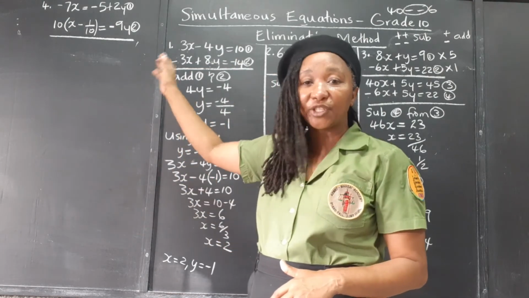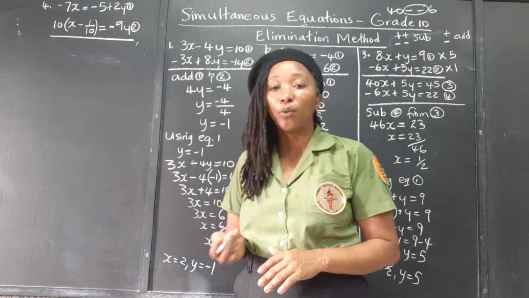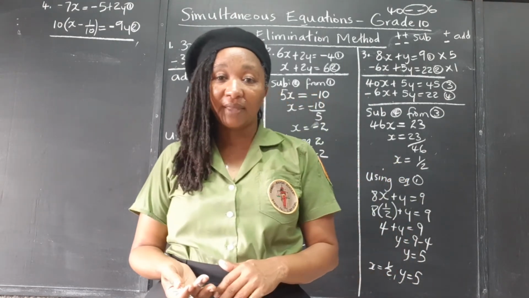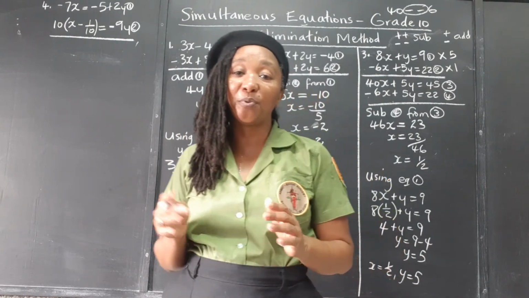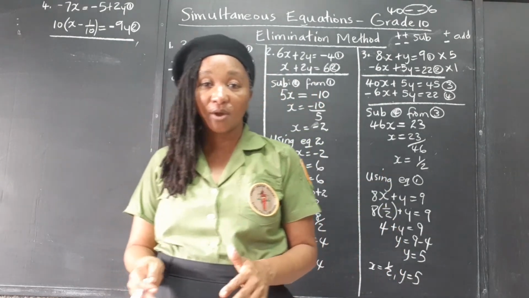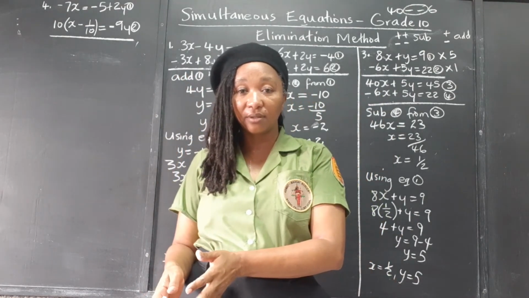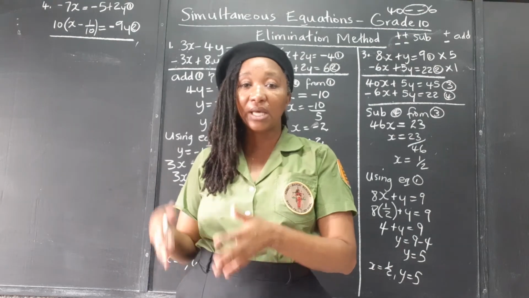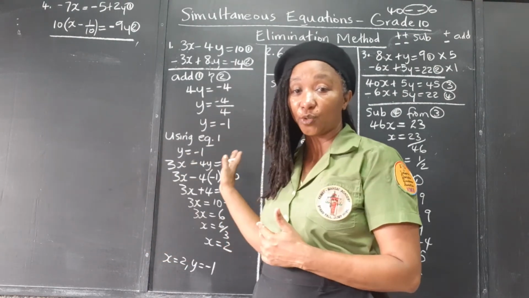We are going to need to get this equation in that form. Sometimes you will be given equations that are not in the form. Please be careful, make sure you put them in the format first, where you have one variable plus or minus another variable equal to a constant term, and then you can use the method as shown here.